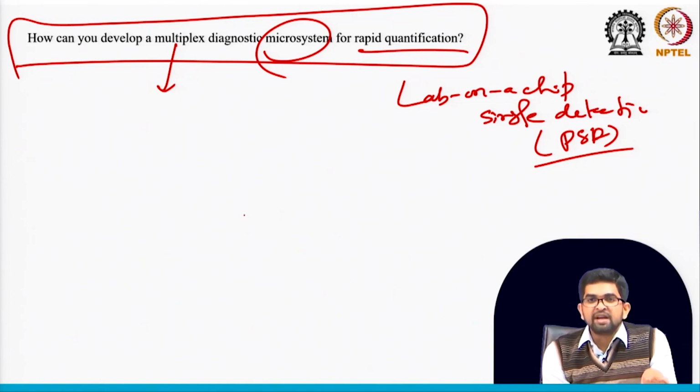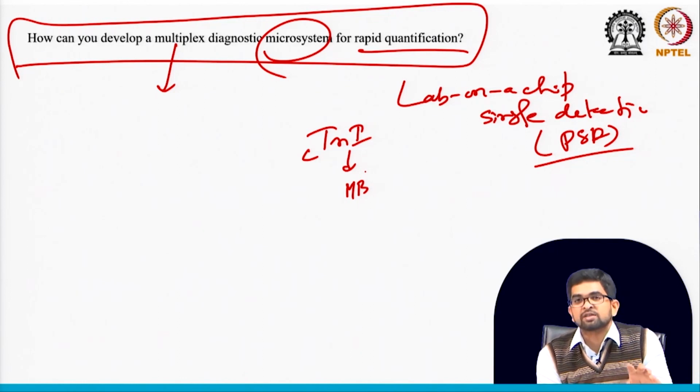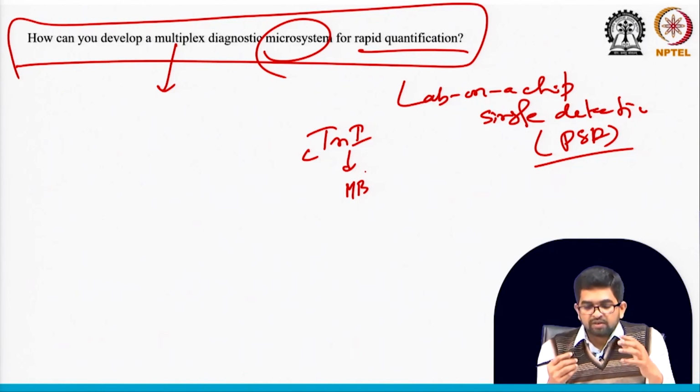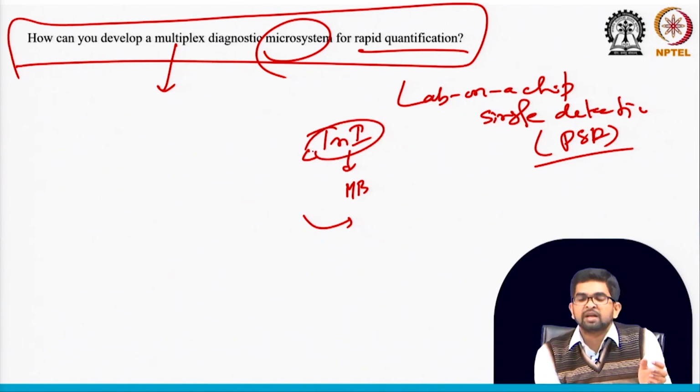You may need to detect cardiac troponin I, or another biomarker related to heart attack, or myoglobin. So myoglobin and cardiac troponin I are related to heart attack. When age is more than 50, and nowadays you may see this level in younger ages also, we are facing different cancers and heart attacks.